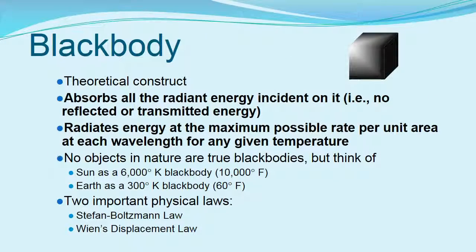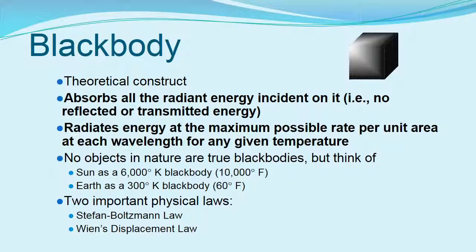A black body is a theoretical concept of a material that absorbs all the radiation that falls on it and in turn radiates energy at the maximum rate possible. It can be described as the perfect emitter. No real objects are true black bodies. However, we can consider the Sun as a black body that emits energy at 6,000 degrees Kelvin, or about 10,000 degrees Fahrenheit, and the Earth as a black body that emits at 300 degrees Kelvin, or about 60 degrees Fahrenheit.